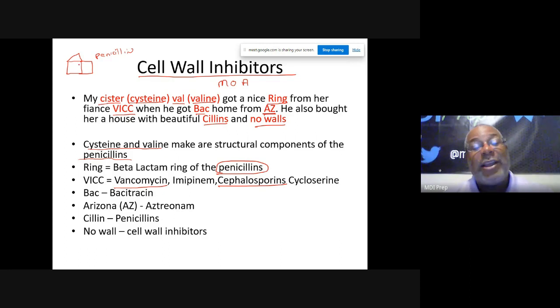So the components of that house are cysteine and valine. Now, that's where we get these two from. Got a nice ring, beta-lactam ring, from her fiance, Vic. That's the vancomycin, imipenem, cephalosporins, and cycloserine. That's the Vic. Bacitracin. Now, bacitracin is not going to be something that you're going to be using clinically. That's something basically they use in the lab to identify bacteria, okay?